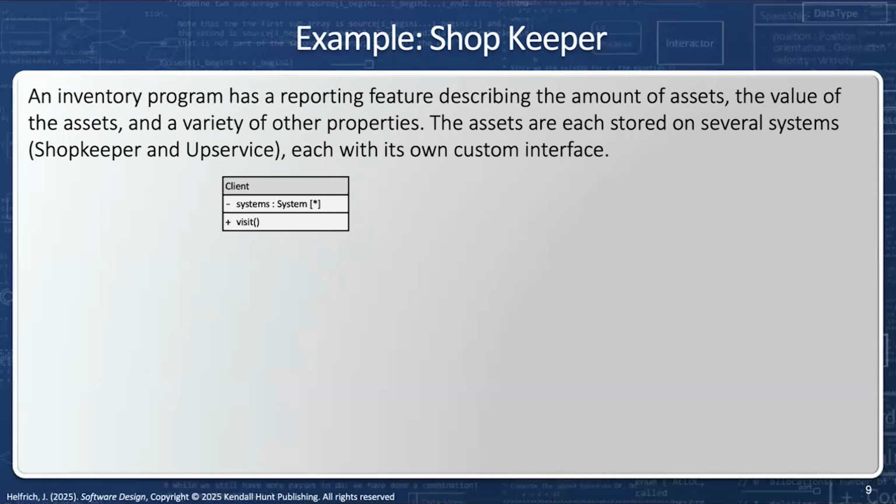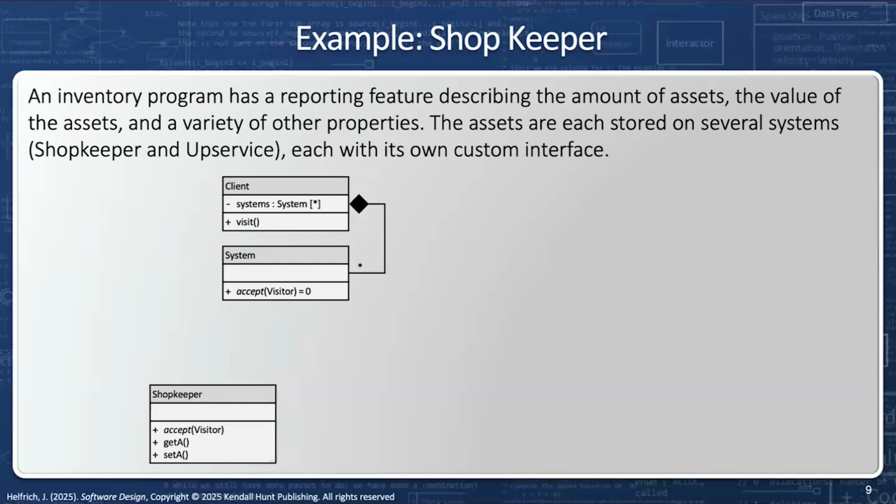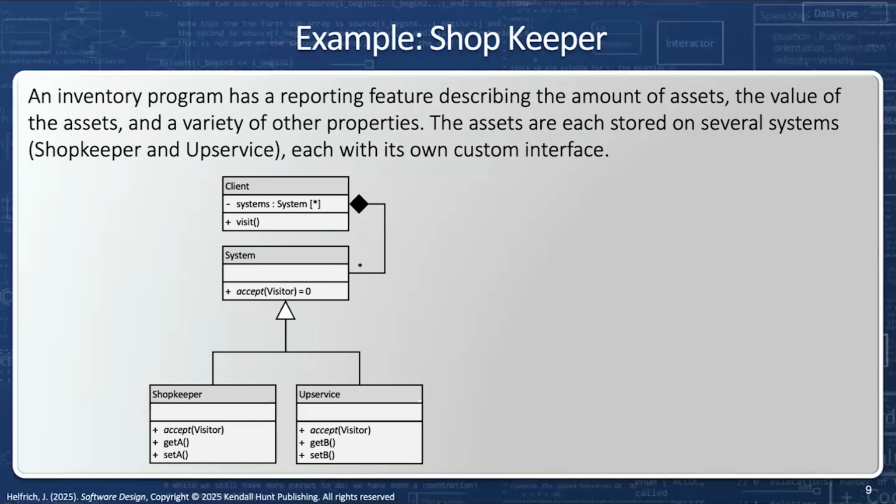So the client is going to have a couple systems, and each system is going to have an accept. And what are my acceptances going to be? I'm going to have my shopkeeper system and my up service. Now notice how shopkeeper has get A and get B, which are unique to shopkeeper, and up service has get B and set B, which once again are unique to up service. So there's no similarity between these two. The only shared interface I have is accept, and accept comes from my base class called system, so I have inheritance there. But now I want to be able to send messages.